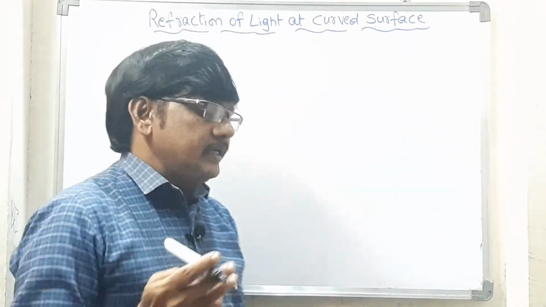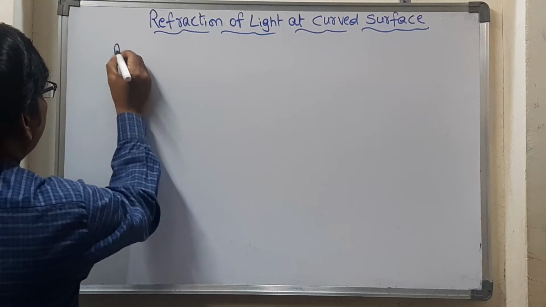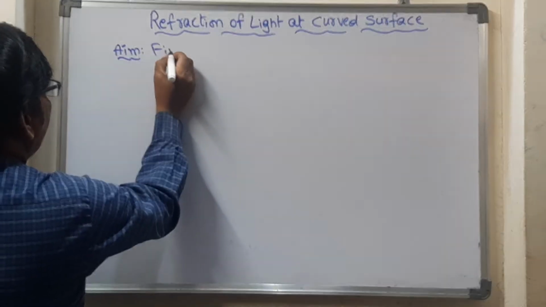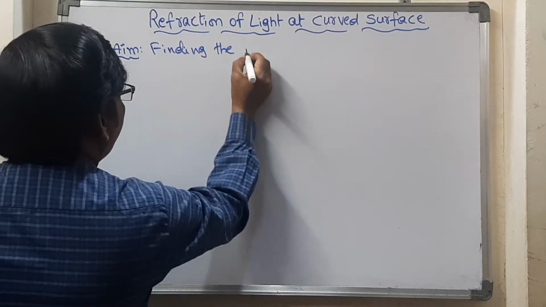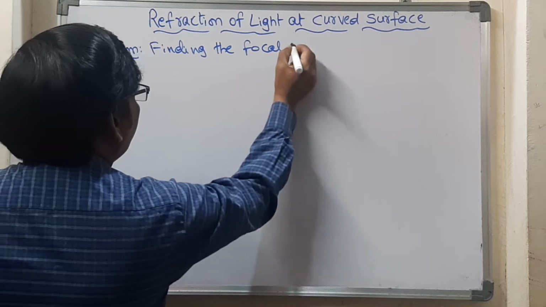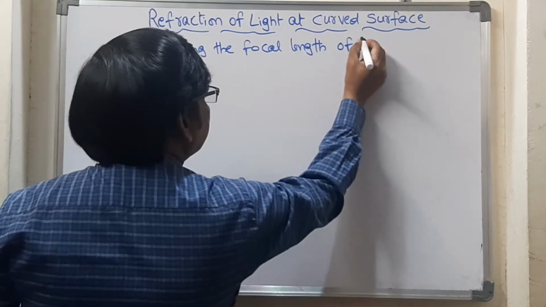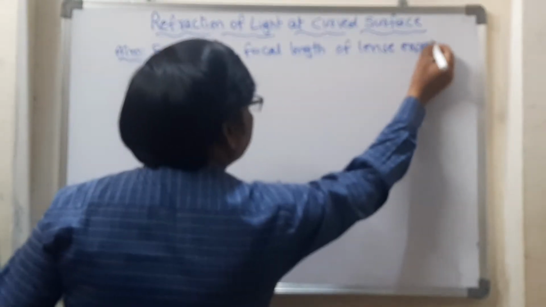First of all, let us write what we are going to discuss. That is the aim also we can write. This one is finding the focal length of a lens experimentally.